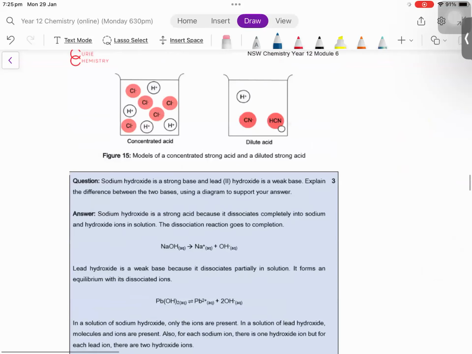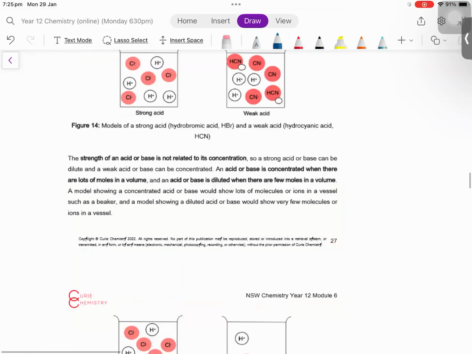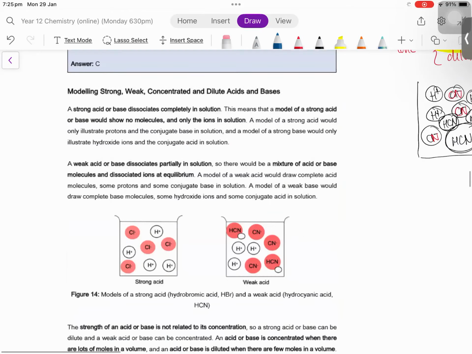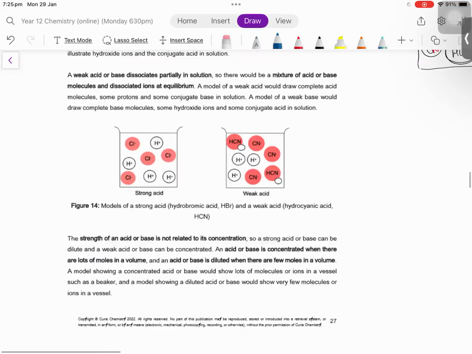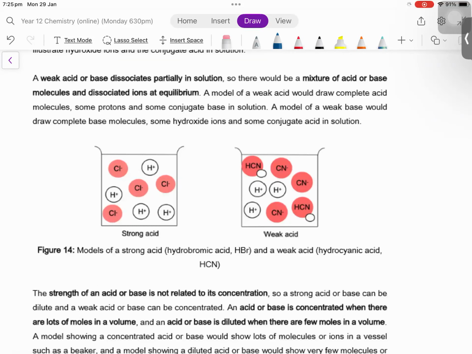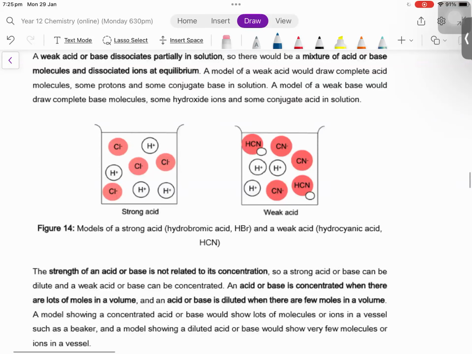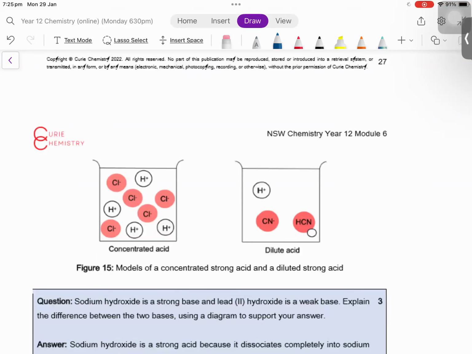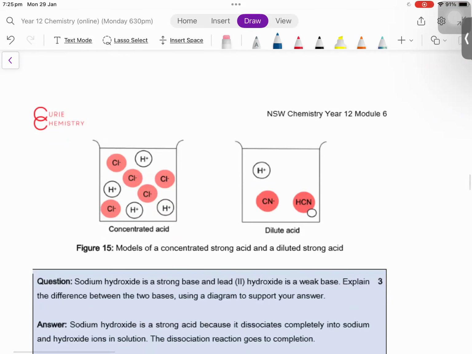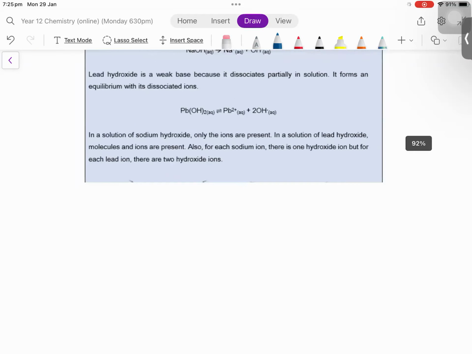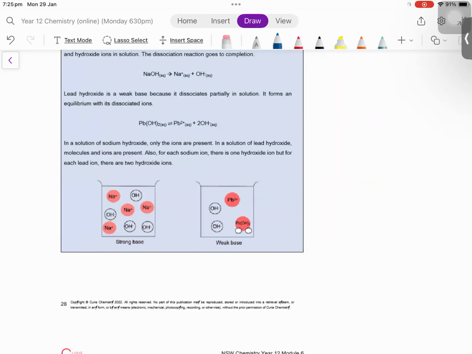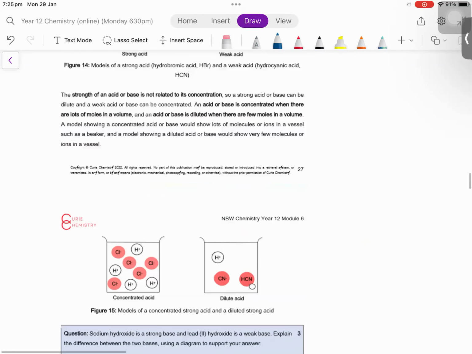If you want to know most of them, I don't think I have all of them in here, read pages 27 and 28. This one is concentrated strong and weak acid. This one is concentrated strong acid and dilute strong acid. And your example in the notes is strong concentrated base and dilute weak base. So there are a few variations of this. If you want to consolidate that, have a read of your notes for me.